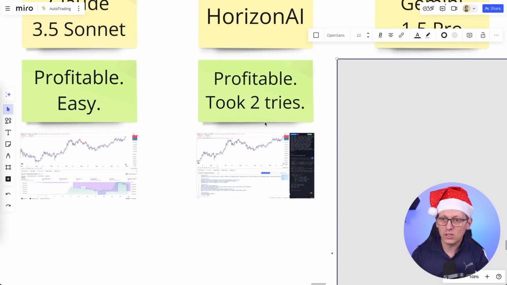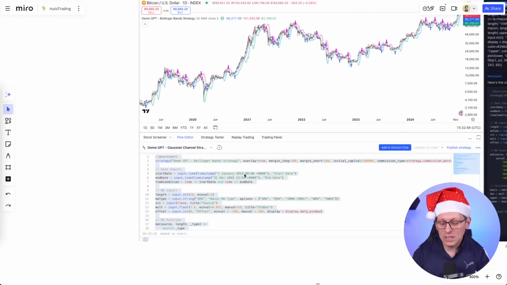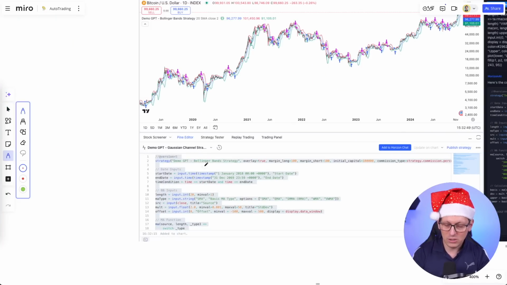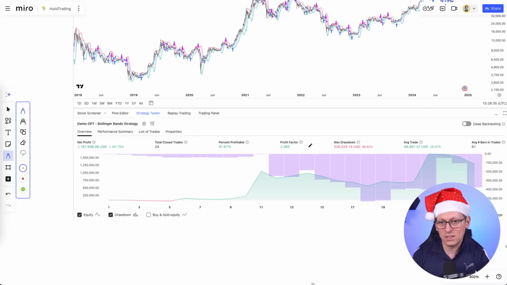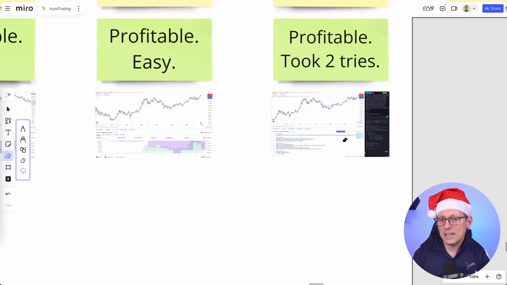So Horizon actually also managed to solve the problem, but I had to try twice because it gave me some weird results and some coding errors, which is very weird. And yes, I put the wrong screenshot here because I should have put the backtest, but I can tell you they have exactly the same result as this, right? So it's pretty much the same. It's exactly the same even.